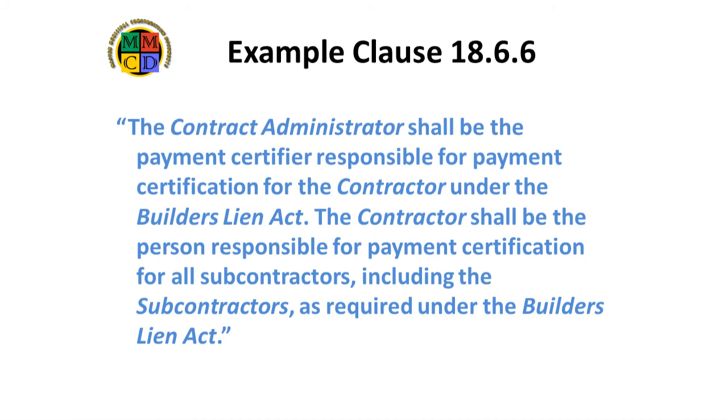The correct way to accomplish the owner's objectives is to write a supplemental general condition with the new language. Supplemental GCs override the standard GCs, so the new language will take effect. Then, if the owner is concerned about advising all bidders and subcontractors of this change, the author can write an informative subclause into IT-4. It would say something like, bidders are advised to take particular note of supplemental GC SGC 18.6.6, which changes the payment certifier for subcontractors.